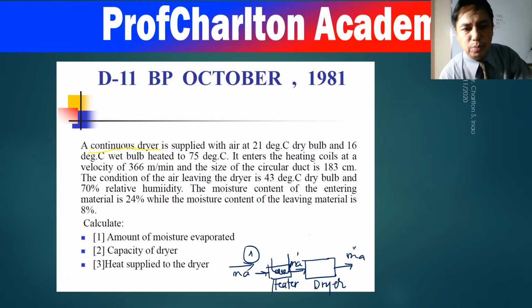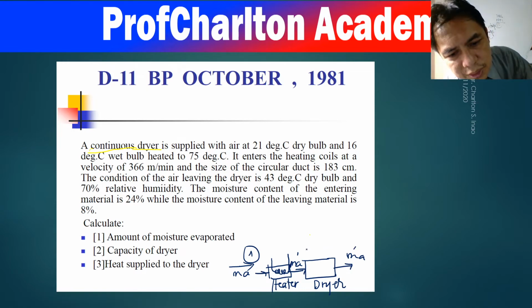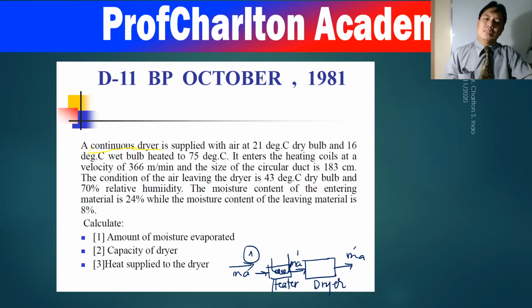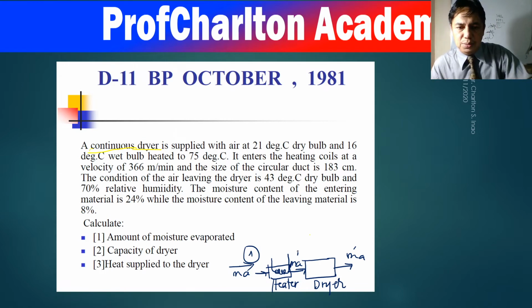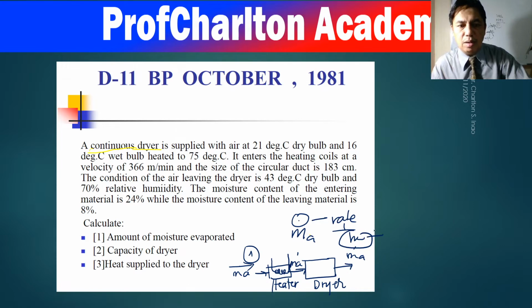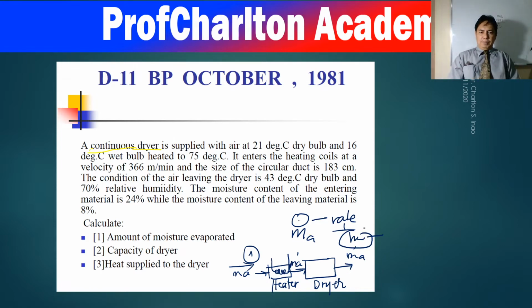So what can we say about the m dot A? We put a dot just to explain that it's more of a rate. It is a rate, in kilograms per hour. That's why it is m dot A. When you see the dot, it has to do with rate, and rate has to do with a time element, whether hour or second.